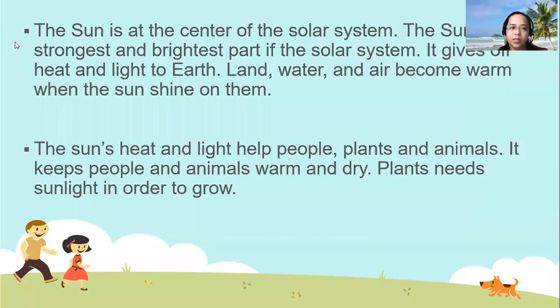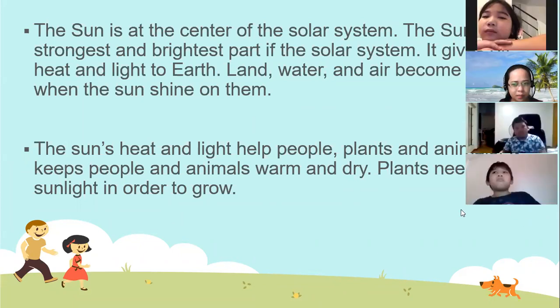So the sun is at the center of the solar system. The sun is the strongest and brightest part of the solar system. It gives off heat and light to the Earth. Land, water, and air become warm when the sun shines on them. The sun's heat and light help people, plants, and animals. It keeps people and animals warm and dry. Plants need sunlight in order to grow. Do you agree with that statement?